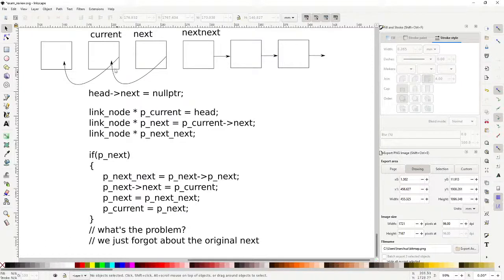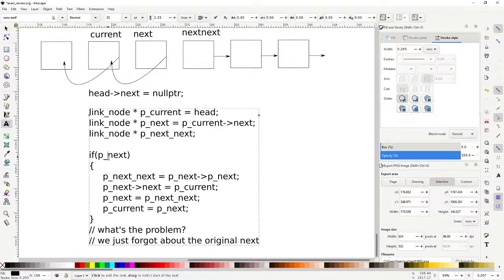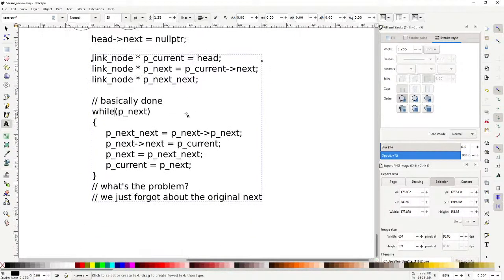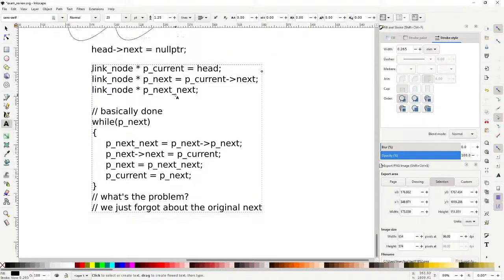And so then we'll just keep advancing. So instead of an if statement, actually this is basically done. The only thing you need to do is do a while, right? While p next. And that's it. That's really it.